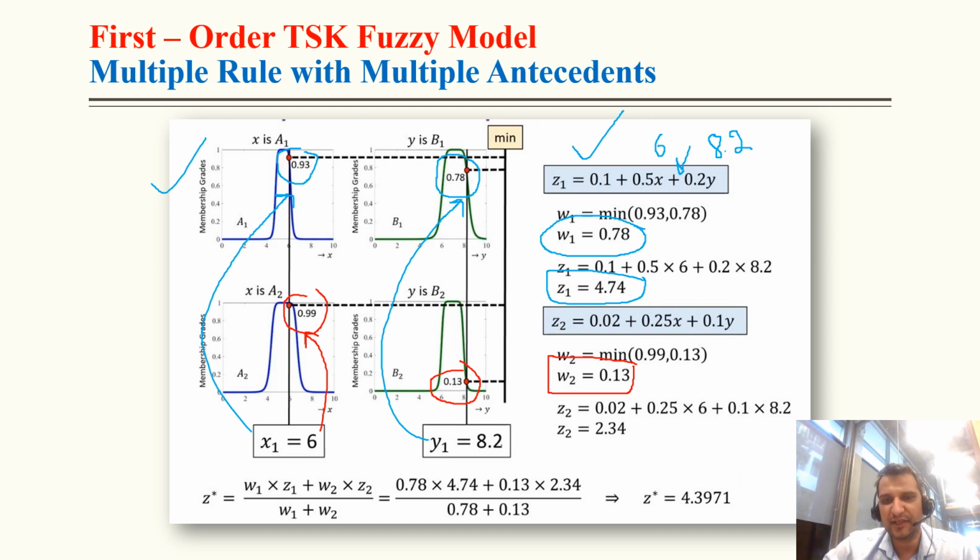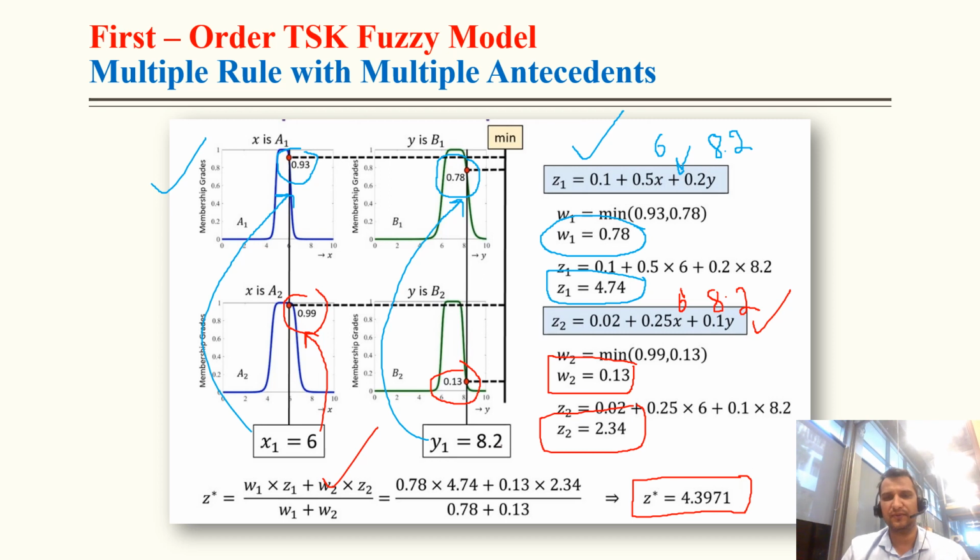Again the same equation, in which we have to apply x1 is equal to 6 and y is equal to 8.2. So after solving this, the value of z2 is equal to 2.34. So we already know w1 z1, w2 z2, applying this particular formula, and finally the crisp output is 4.3971.